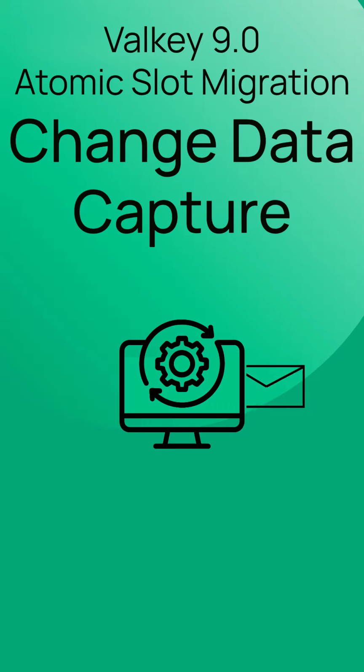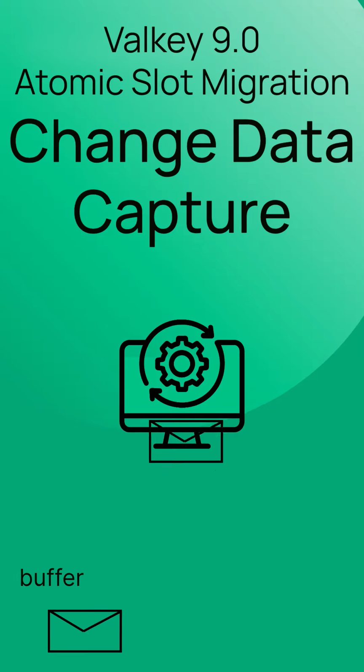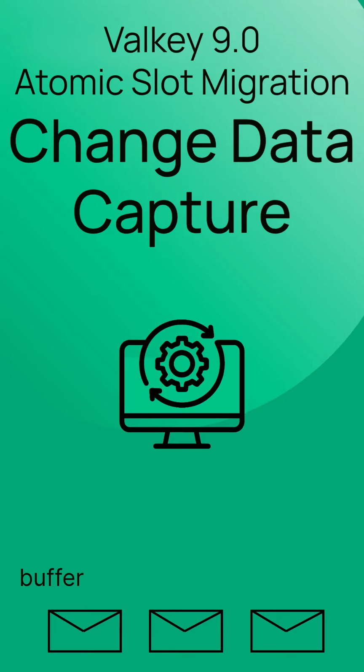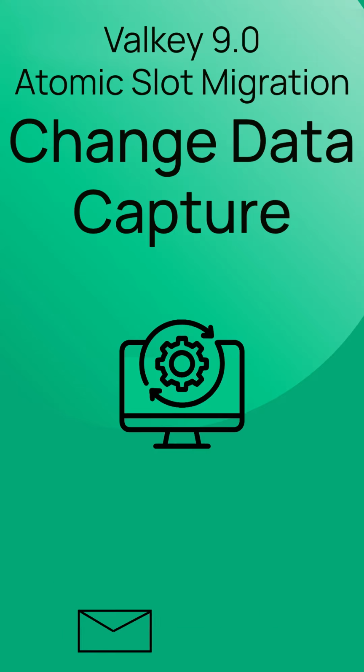Anytime there's a change, we check what slot that change is targeting. And if it's in the migration, we just keep a buffer of those. Once we notice that the child process has finished snapshotting everything, the parent process then starts to flush that buffer over to the target node.